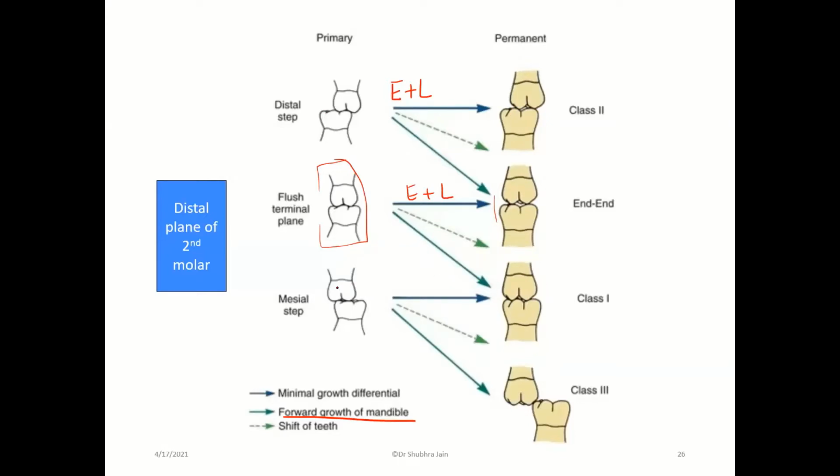Again, if we have a mesial step relationship in deciduous dentition, with the use of early and late shift, it will come into class 1. But if there is mandibular growth, it will go into class 3 malocclusion. So there is a lot of factors dependent upon the forward growth of the mandible, the shift of the teeth, caries of the teeth, and habits of the patient. This table is just to simplify what can happen. A distal step relationship usually does not end into class 1, but sometimes it does in actual practice.